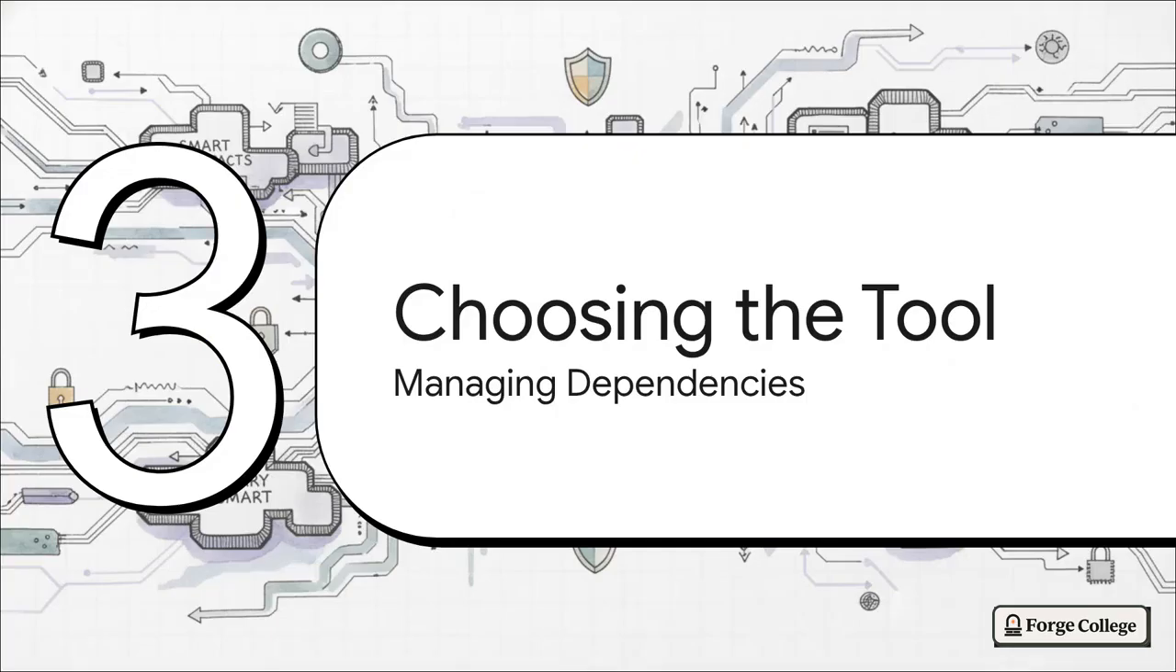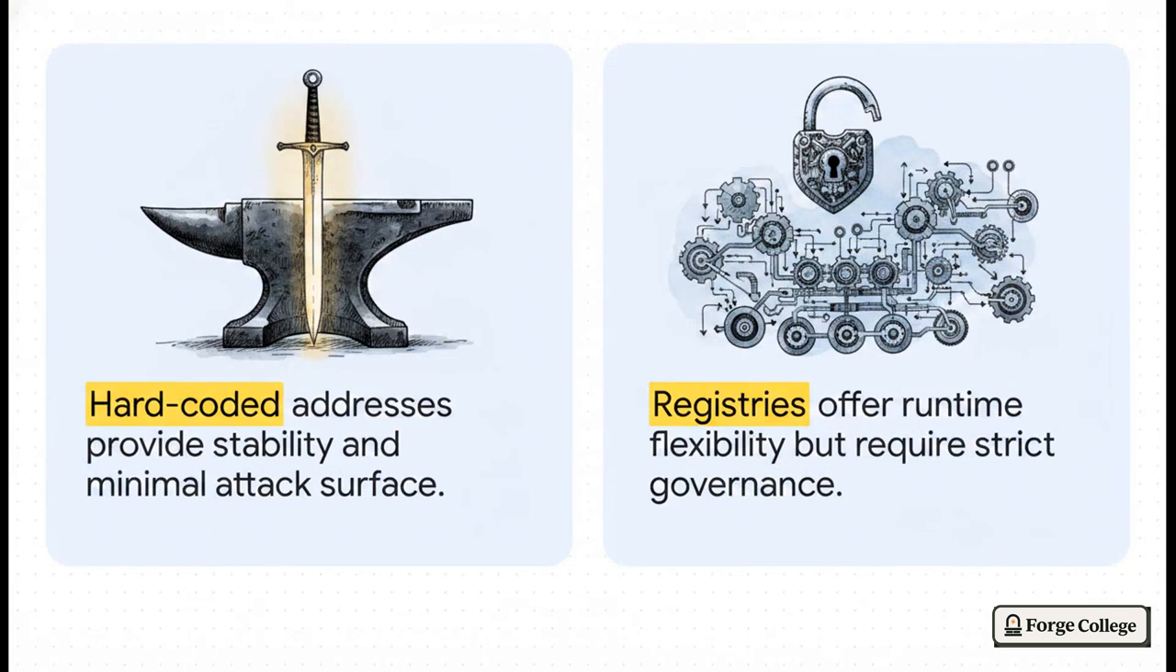Finally, Section 5, choosing the right tool. How do we pick the right wires for our schematic? Ultimately, it really comes down to managing your dependencies. If you hard-code your addresses, you get incredible, rock-solid stability with basically 0 moving parts for an attacker to exploit. But if you use a dynamic registry, you gain massive runtime flexibility, meaning you can govern upgrades and swap out a broken oracle instantly. The catch, though? You have to aggressively secure that registry. Otherwise, a bad actor will just point your shiny vault to a malicious oracle, and it's game over.